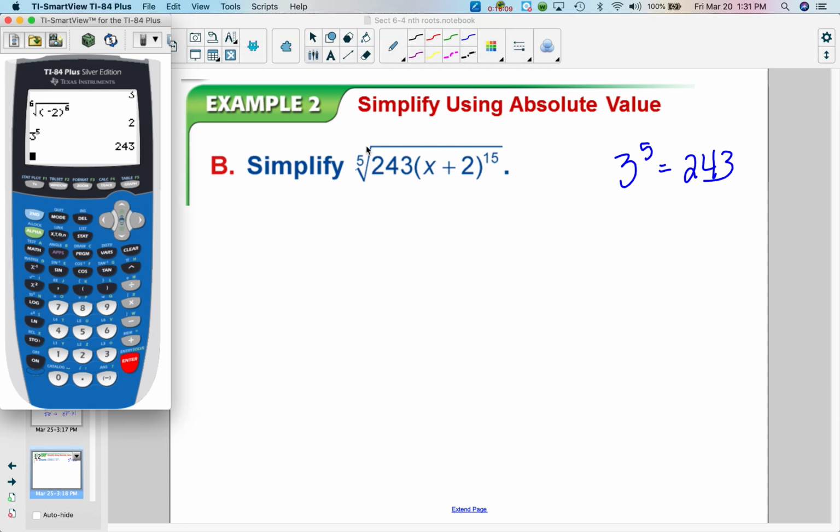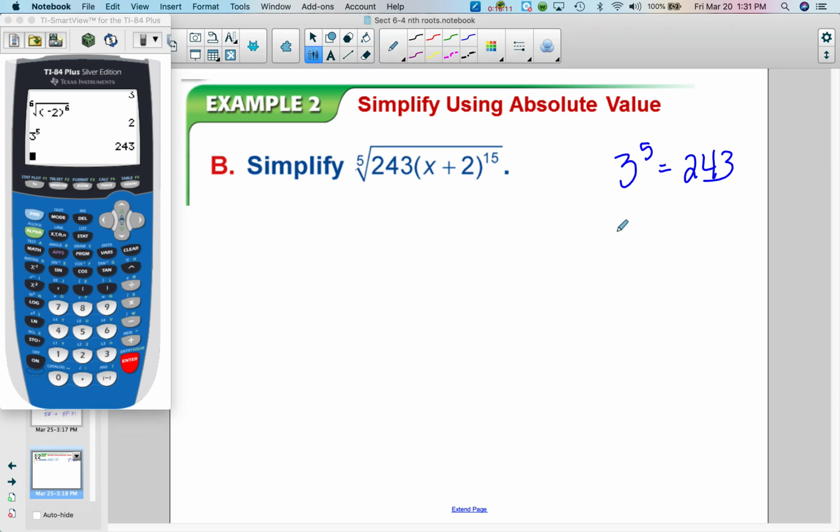Yep, so that means the 5th root of 243 must be 3. So we're going to get a 3. And then I'm going to leave the x plus 2 together. 5 goes into 15 3 times with nothing left over. So that's my answer. But this does not qualify for needing the absolute value.